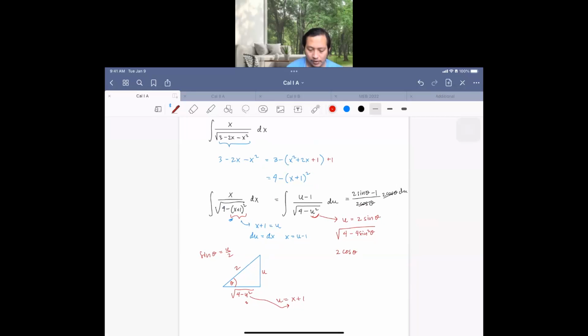Okay, I will just leave this for you to solve. I give you some guidelines here. And that is the trigonometric integrals and trigonometric substitution.